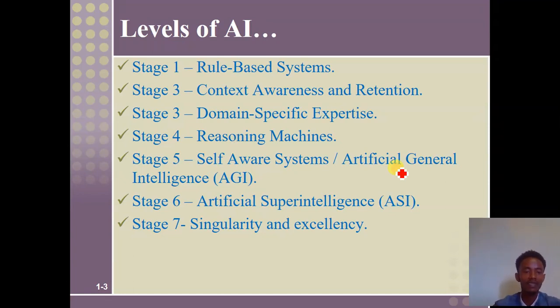There are 7 stages or levels of artificial intelligence. The first one is rule-based artificial intelligence. The second one is context awareness artificial intelligence. The third stage is domain-specific artificial intelligence. The fourth stage is machine reasoning artificial intelligence. The fifth stage is self-aware system or artificial general intelligence, the sixth one is artificial super intelligence, and the seventh stage is singularity and excellency levels of artificial intelligence.